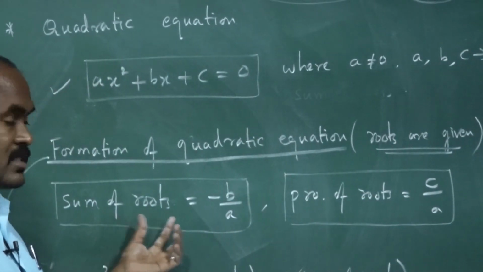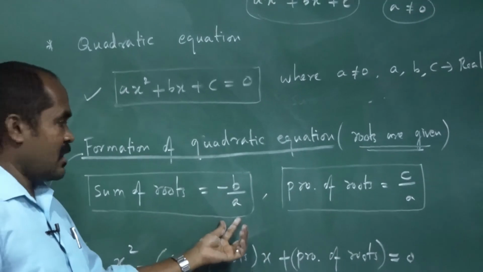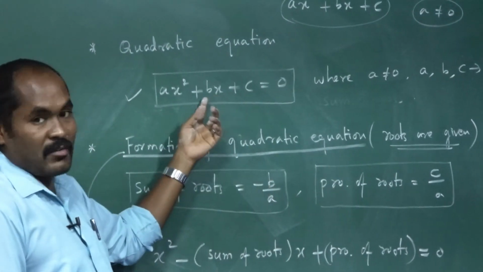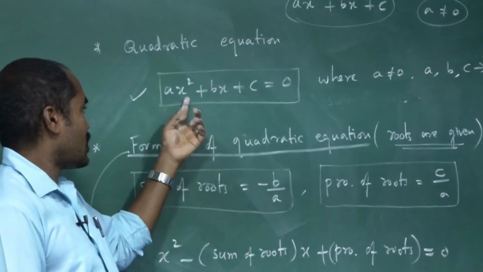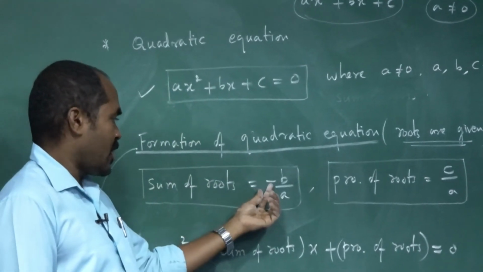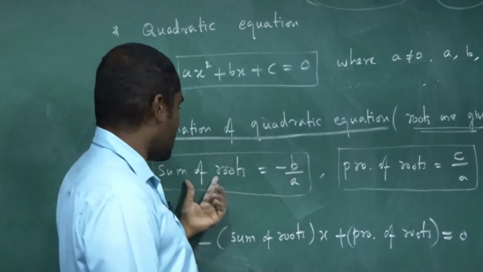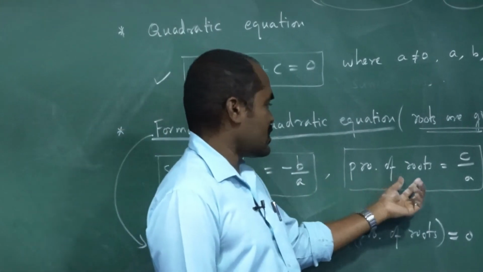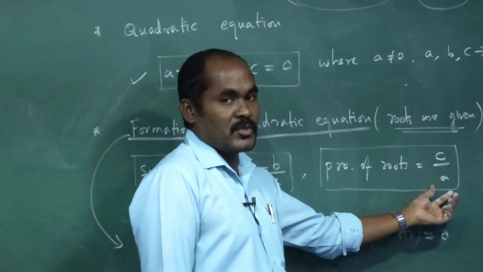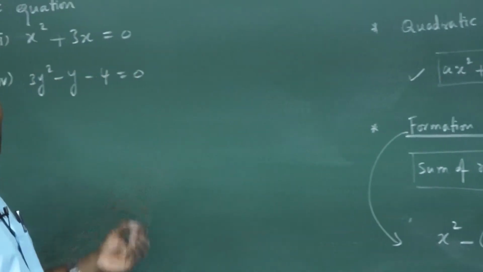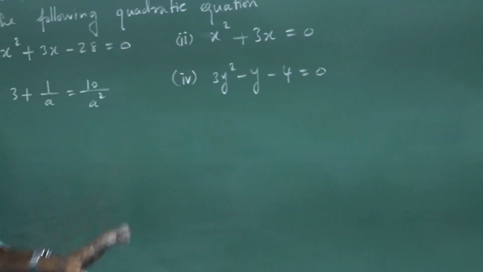So the sum of roots is −b/a, and the product of roots is c/a. b means the coefficient of x, and a is the coefficient of x². That is, the sum of roots is minus the coefficient of x divided by the coefficient of x². The product of roots is the constant term divided by the coefficient of x². Listen: sum of roots is −b/a, product of roots is c/a.